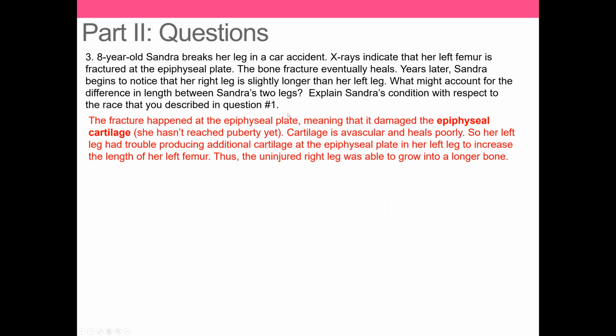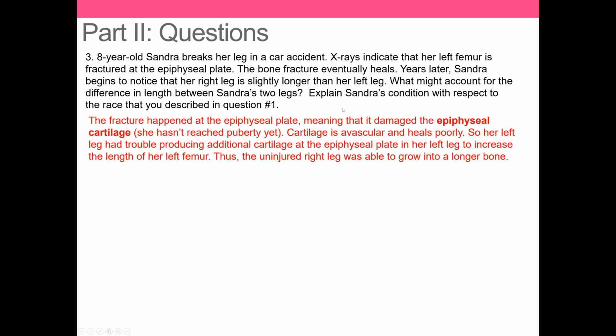We talked about this in chapter 4. Cartilage is avascular and heals poorly. So her left leg would have had trouble producing additional cartilage at the epiphyseal plate, and it has to produce more cartilage here in order for the left leg to increase in length. Because it was damaged, it couldn't get the length that it needed, so the uninjured right leg was able to grow into a longer bone.